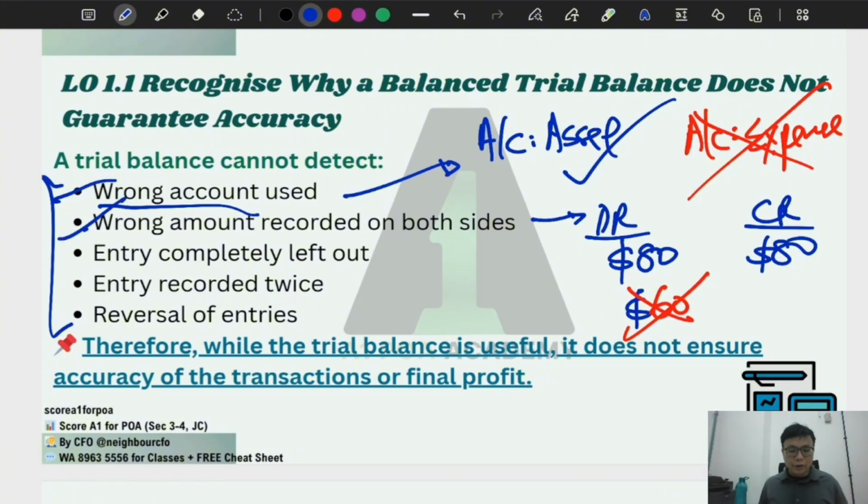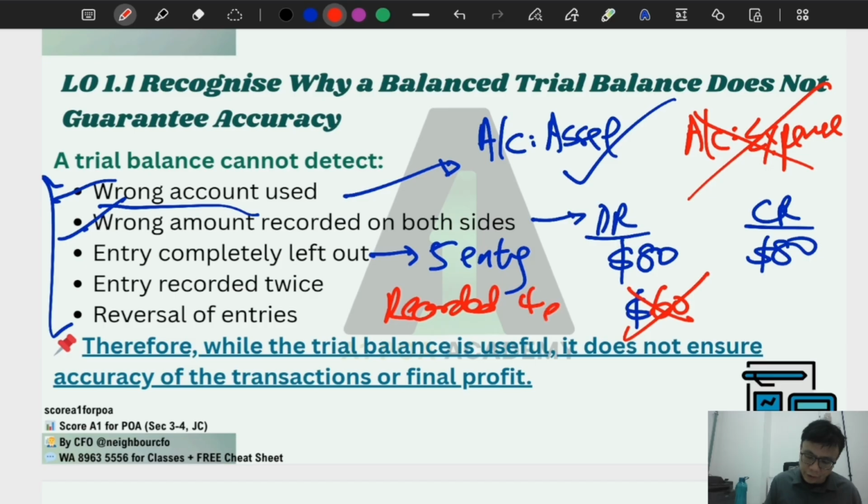Next, number 3, entry completely left out. You omitted your entry. Supposedly you have 5 entries, but you only recorded 4 entries. So one entry is being omitted, one entry is missed out, and this is where you will not be able to get the complete, correct accounts.